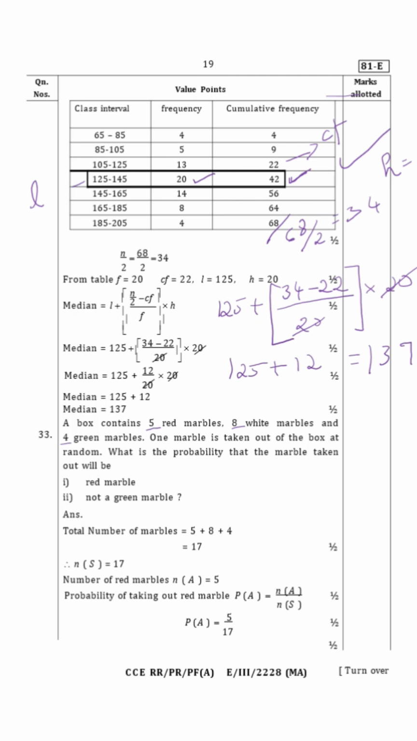Now the second question, not a green marble. Number of marbles that is not green is 5 plus 8, that is 13. So number of B is 13. So probability of not green marbles is number of B by number of S, that is equal to 13 by 17.